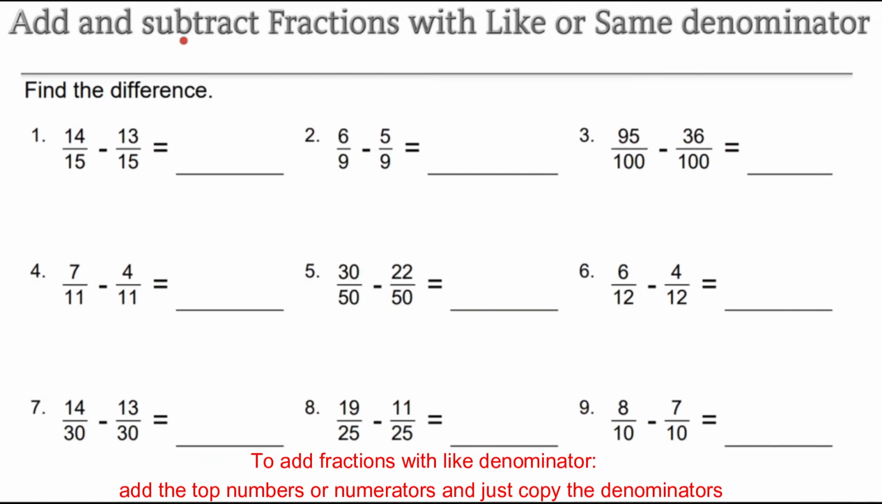Now, let's do subtracting fractions. These fractions are with the same or like denominator. It is the same principle. Sorry about this. This is 15. We copy the denominator. 14 minus 13 is equal to 1. There's no more. 6 we got here. 9 is the denominator. 6 minus 5 is equal to 1. We cannot simplify this or reduce it.